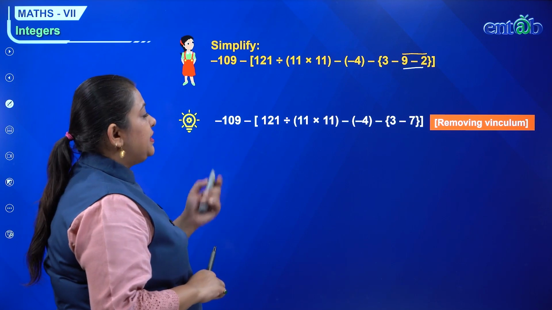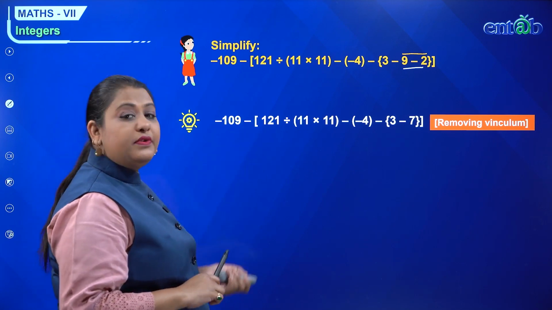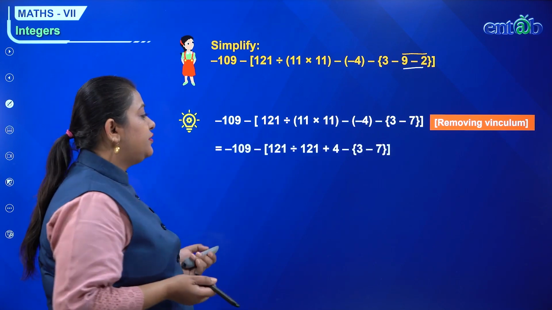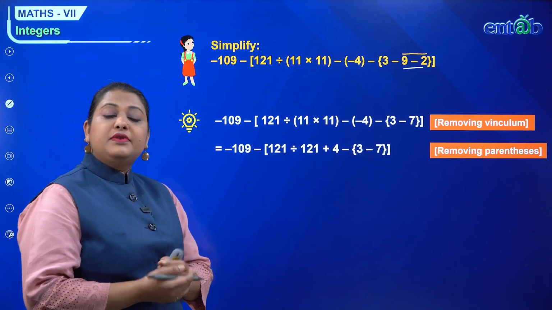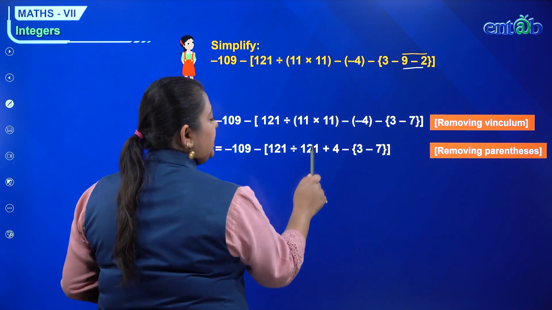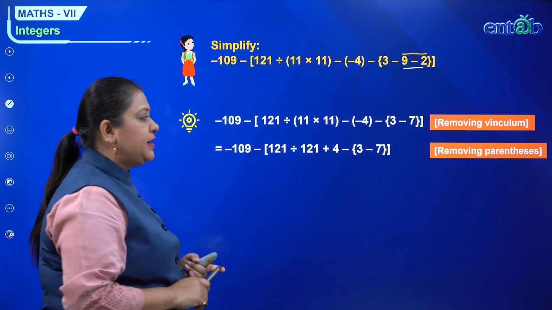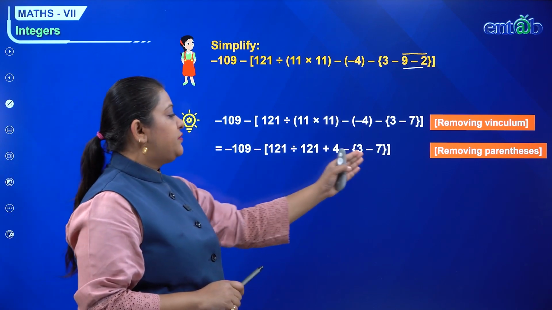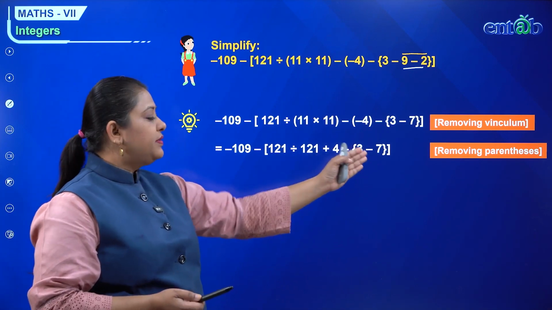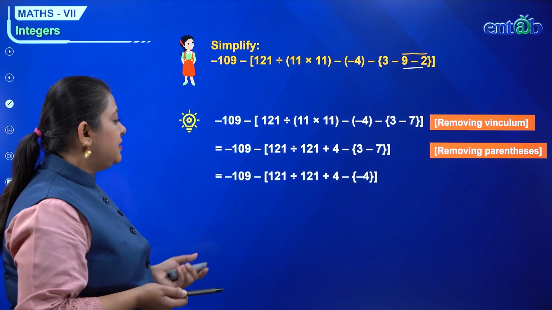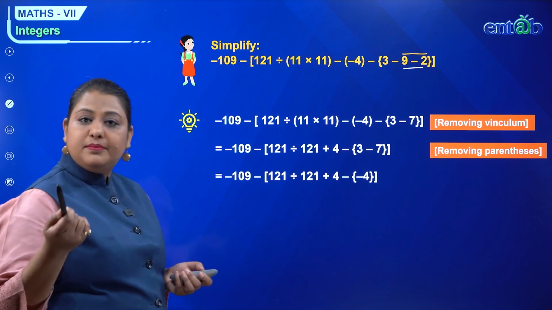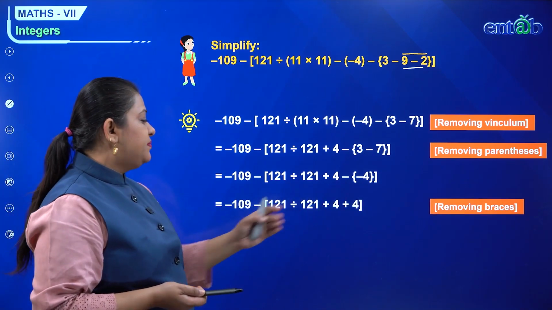Now in the next step, what will we look at? Should we remove the braces or should we simplify this first? What do you think? So first we will remove the parentheses after the line bracket. So 11 times 11 is 121, right? Now we will try and remove the braces, also known as the curly brackets. So what is 3 minus 7? That is minus 4, right? And what is minus minus? That is plus. So this becomes plus.